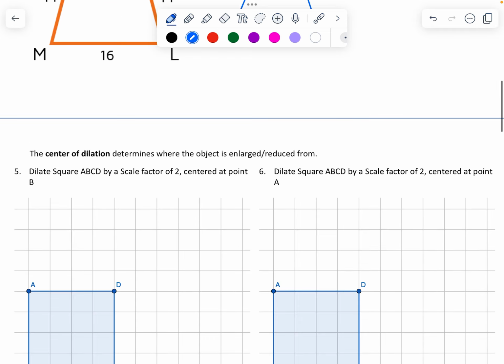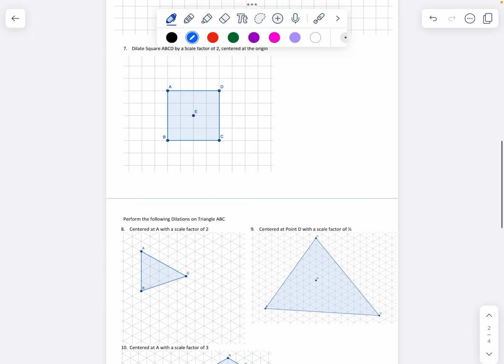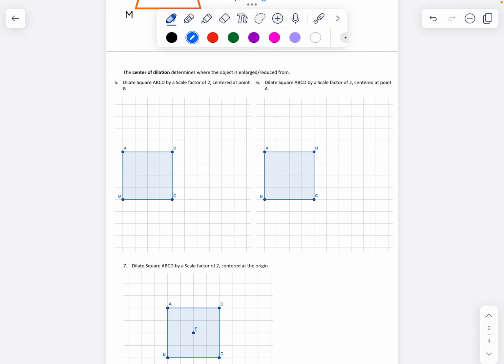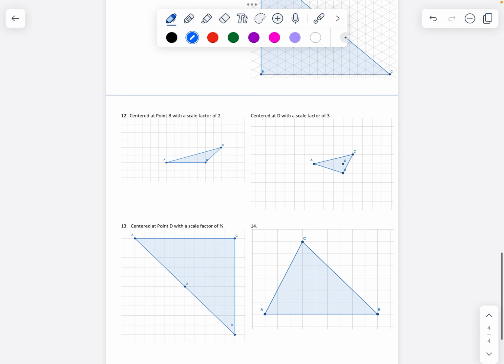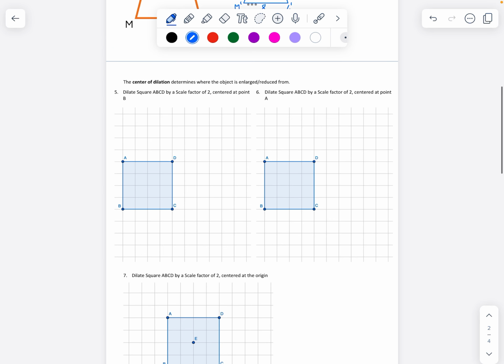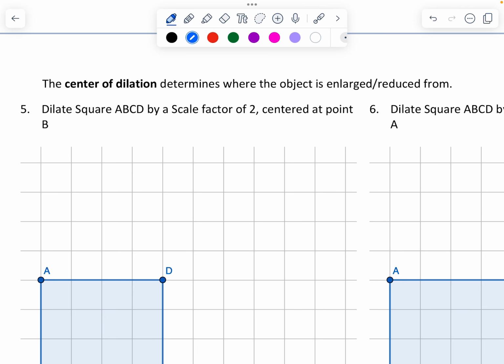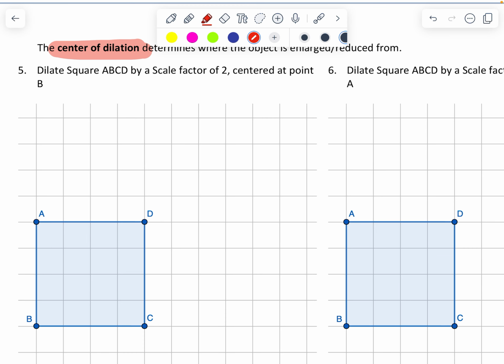Now, basically what you're going to be doing for the rest of this is getting to dilations on a grid, okay? So I'm going to show you 3 examples, and then I want you to try these ones here, okay? So the center of dilation, this is basically where all the points are moving away from, okay? So we're going to be talking about basically every dilation having a scale factor and every dilation having a center, okay?